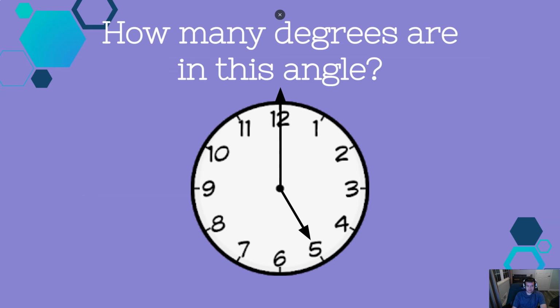What about here? Well, if we know that from 12 to 4, what we just learned before, is 120 degrees, all we have to do is just add another 30 degrees to it. 120 plus 30, if you put those two together, would be 150 degrees. Again, doesn't that make sense? Because this is an obtuse angle measurement.